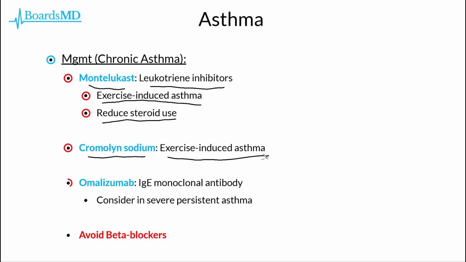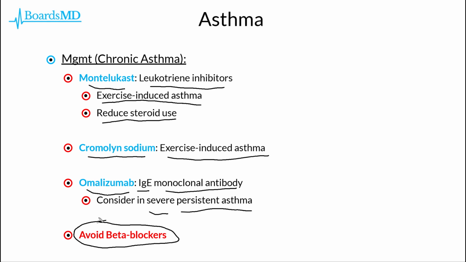We also have omalizumab, which is an IgE monoclonal antibody. As we will see in our algorithm in the coming slides, this can sometimes be used in patients with severe persistent asthma. And also, as we have hinted at now a few times throughout this series, we really need to make sure that we avoid beta blockers in our asthmatic patients, as this can lead to bronchoconstriction and worsening of their symptoms.